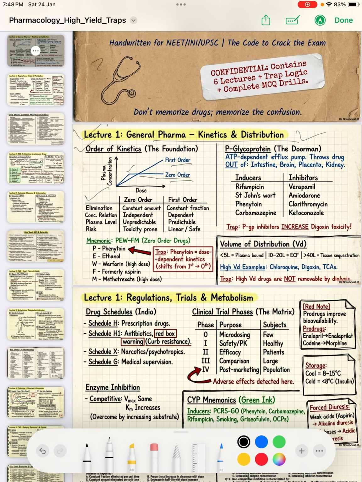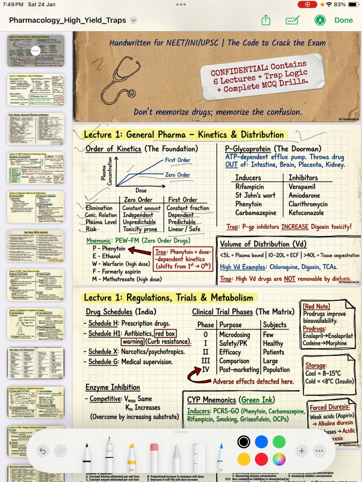Now in tabular form we'll study the difference between zero order kinetics and first order kinetics. Firstly, the elimination. Zero order kinetics eliminate a constant amount, and first order eliminate a constant fraction. For concentration relation, zero order is independent of the concentration and first order is dependent. Plasma concentration is unpredictable in zero order and predictable in first order. Risk: toxicity prone in zero order kinetics, and in first order it is linear or safe.